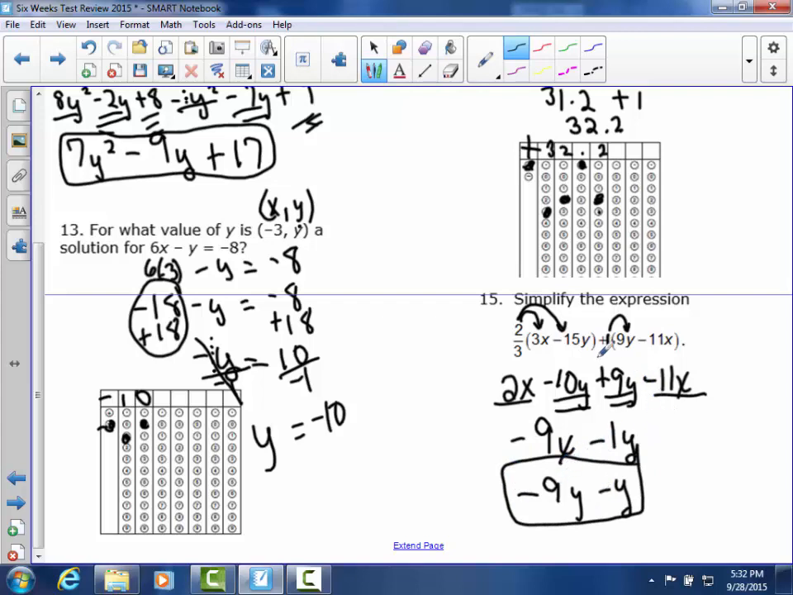Okay, study these problems, make sure you understand how to work them so you can do really well on your test on Wednesday.